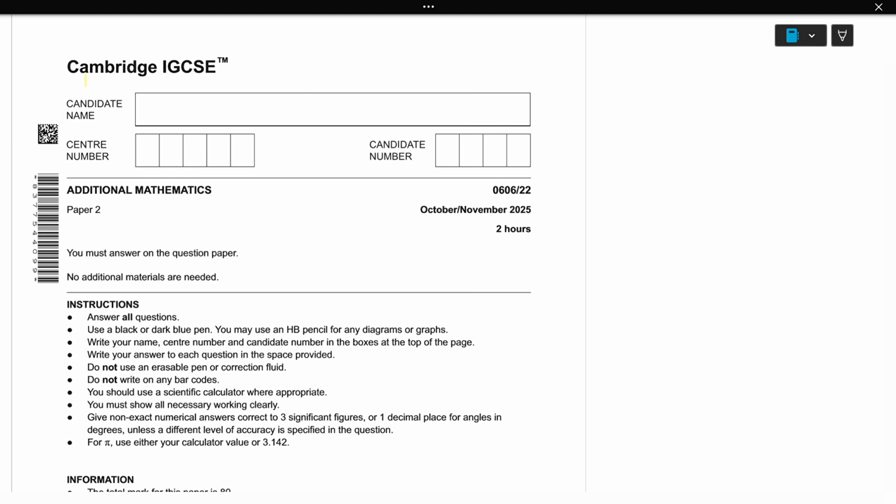Cambridge IGCSE Additional Mathematics Paper 2, October-November 2025. Okay, let's go for the first question.